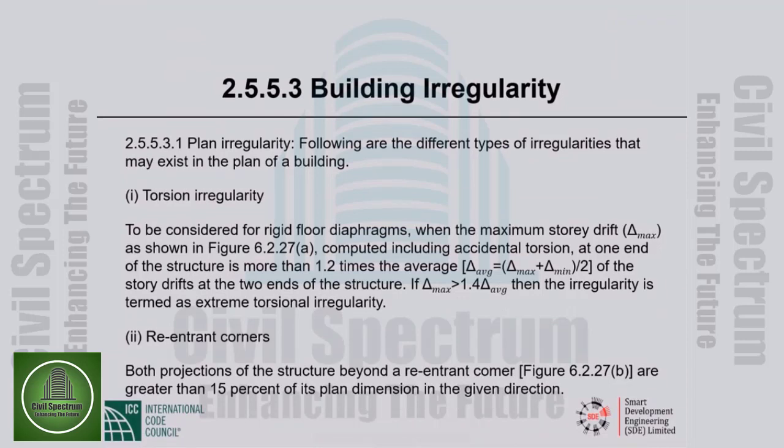The definitions are contained in section 2.5.5.3 of BNBC 2020. Now, so 2.5.5.3 is part of part 6, chapter 2 of BNBC. I found that in part 6, chapter 1, there are also tables of structural irregularities. And I do not understand it, first of all.